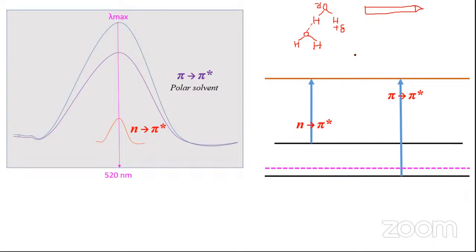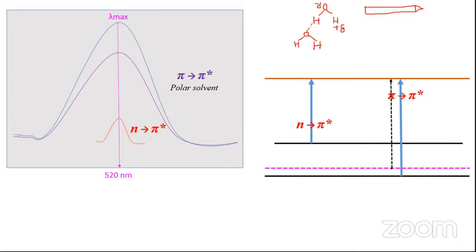No. So now if there are free tickets available for interacting people, will they not be more excited than what they were previously? More excited means they are already slightly energized, and now they need a lesser amount of energy for transition. Imagine that previously they were placed here. Now, as soon as I give them the ticket, that means as soon as I put them into polar solvent, because of their interaction with the polar solvent, their energy is slightly already elevated. That means they are slightly more excited now.